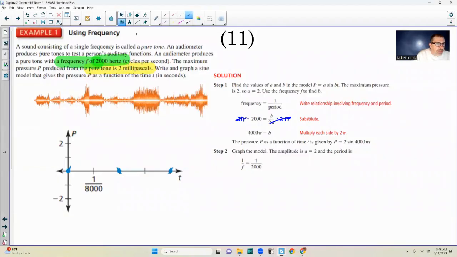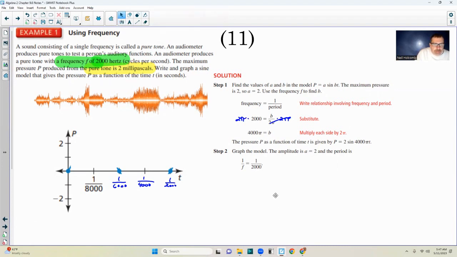Okay, so here's the graph. So we knew that the A is 2, so you want your y to go up to 2 and down to -2. And we have the x-axis here, which is t, time in seconds. And we know that the period is 1 over 2000. So this would be 1 over 2000 right here, this would be 1 over 4000, this would be 1 over 6000, and this is 1 over 8000. Okay, so we know it goes from here to here, 1 period. The amplitude is 2.